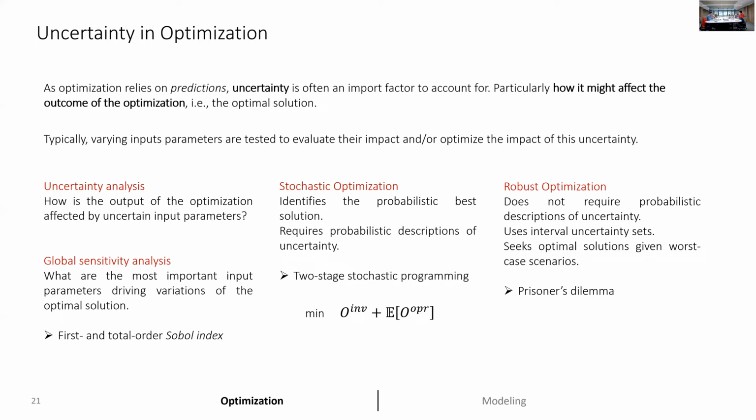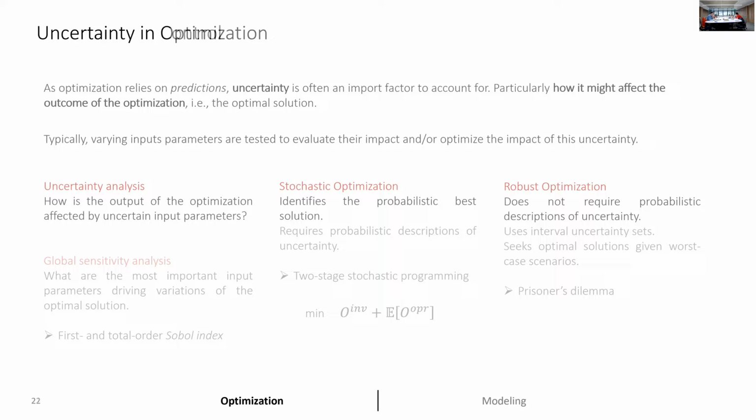So that's necessary if you need something that's stable, right? You don't want to take much risk. You don't want your grid to crash. You do robust optimization.